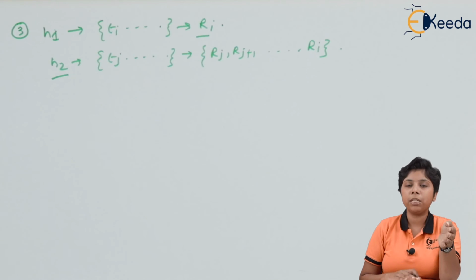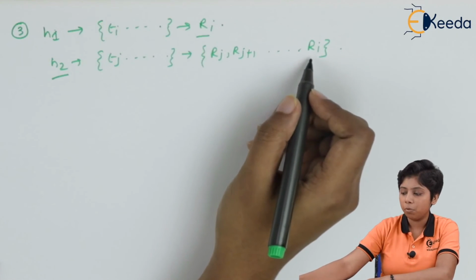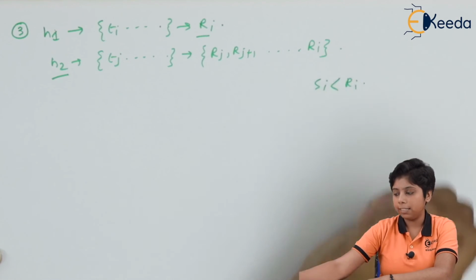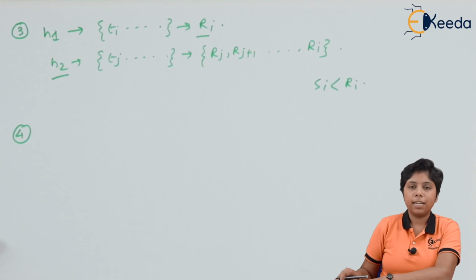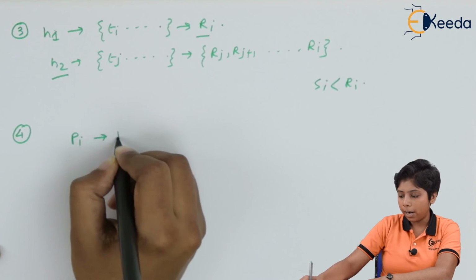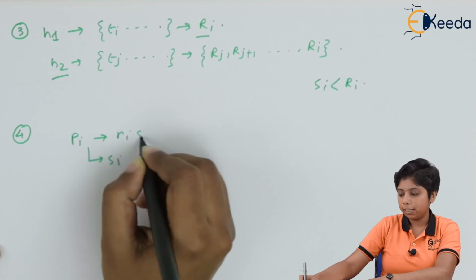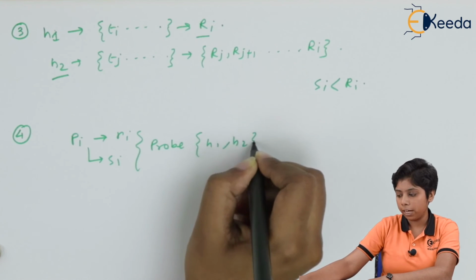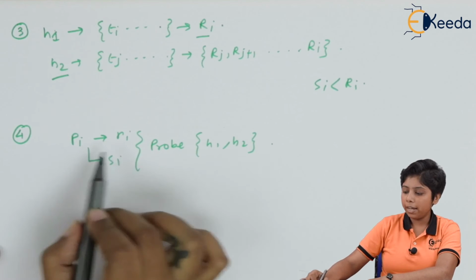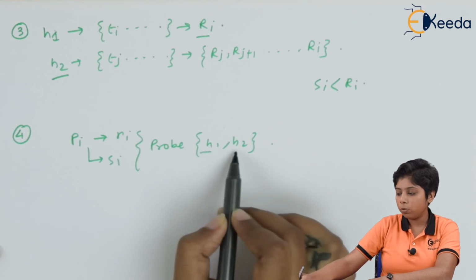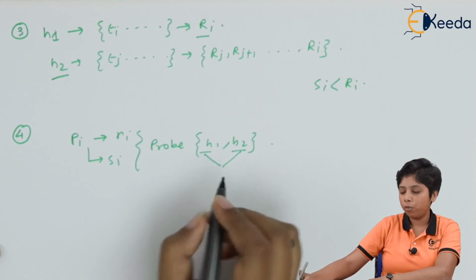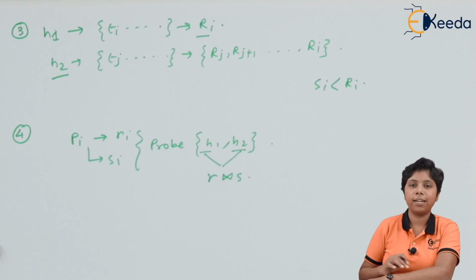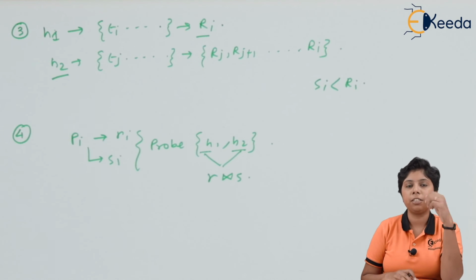Now what is the difference between R and S? There will be a higher number of Ri than Si. So my Si is less than Ri, just like my S is less than R. Now my Pi probes into Ri and Si both so that they can be joined on a hash function built on H1 and H2. So now Pi probes on Ri and Si with H1 and H2, as a final result which can be created on the partition and join them on R and S. So this is the parallel partition hash join.